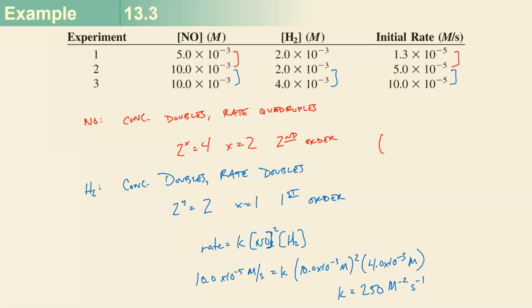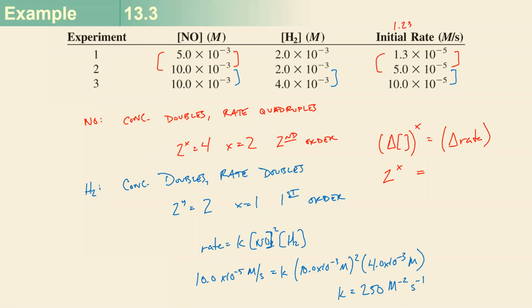The factor of the concentration, so the change in concentration to the x power equals the change in rate. And so for NO, we look at this first experiment again, the concentration doubled, right? So it went up by a factor of 2 to the x, and then the initial rate quadrupled approximately. It's because they wanted to leave you with 2 sig figs, right?